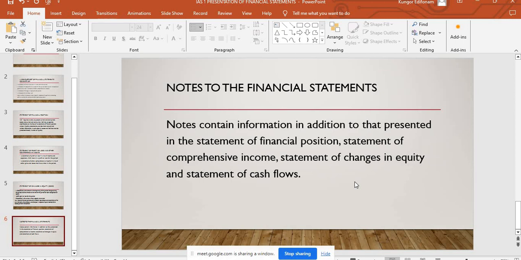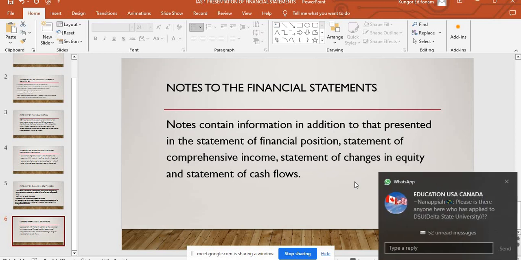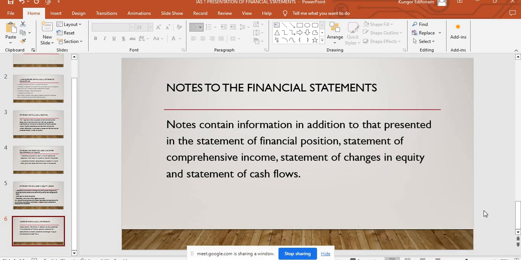Some of the items we can find in the notes are the accounting policies used and some of the legal laws. For instance, if you are reporting for a company, the Companies Act could be written in it, and also certain vital standards, accounting policies, depreciation, and all those things could also feature.